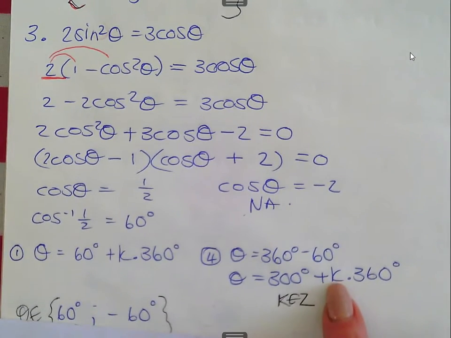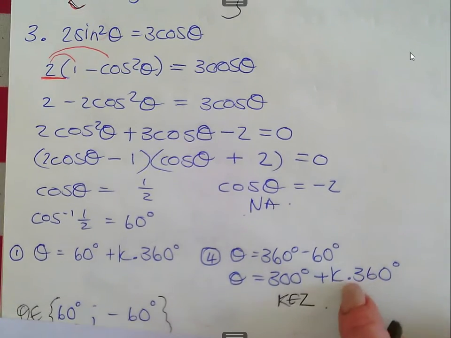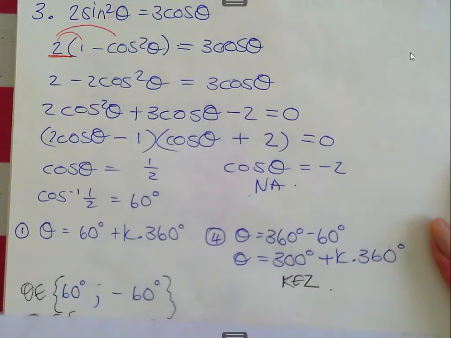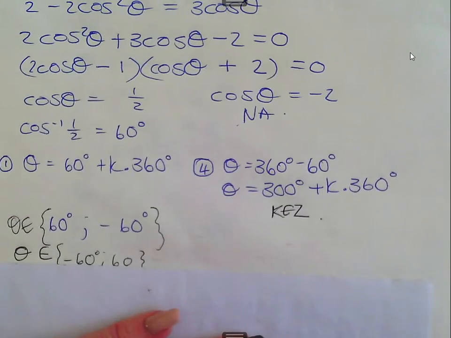If I substitute in negative 1, it gives me negative 60, which is in the restriction. If I substitute in 0, it will give me 300. That's too big. So the only two answers I have are those two. But then I just want you to make a point of it, to write them from small to big.